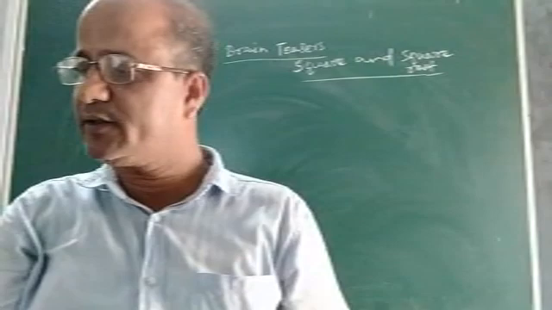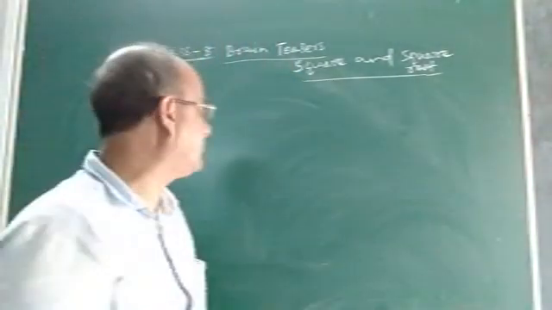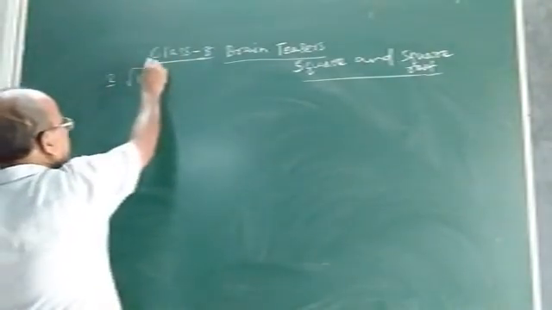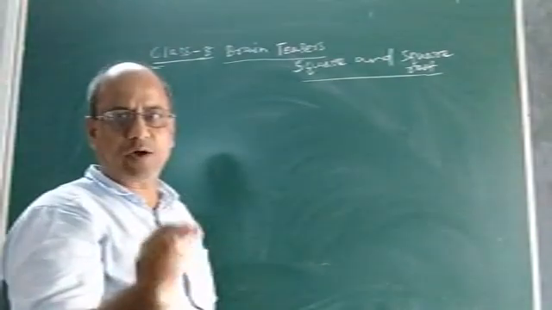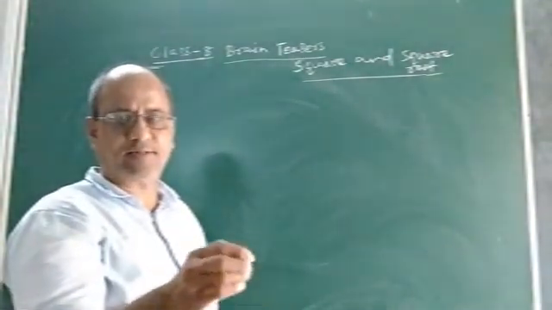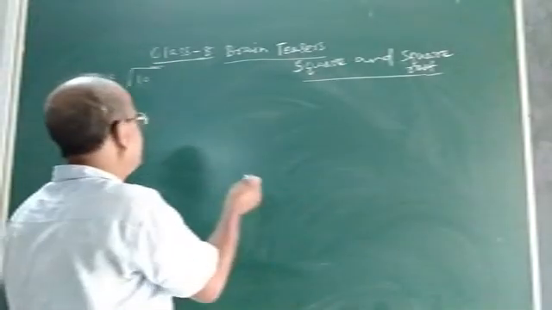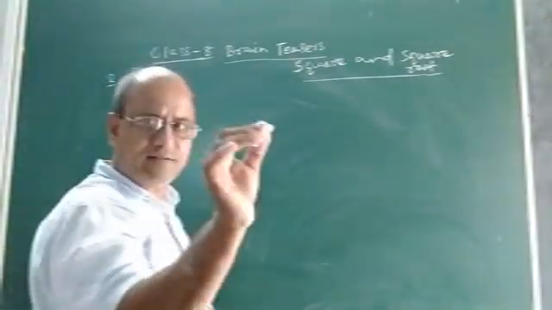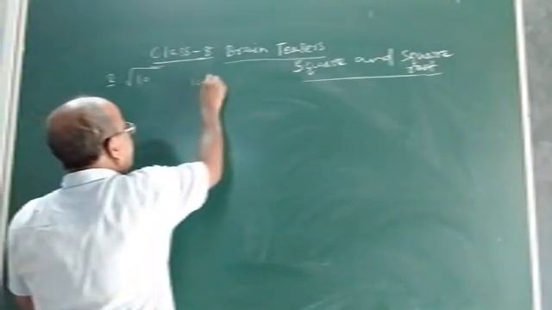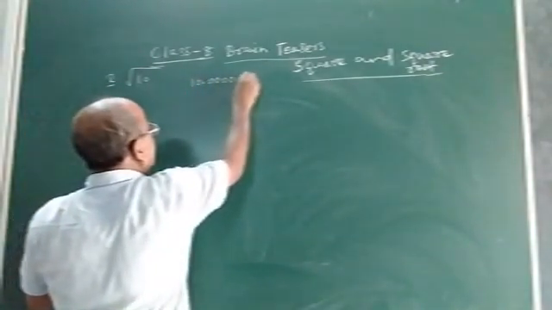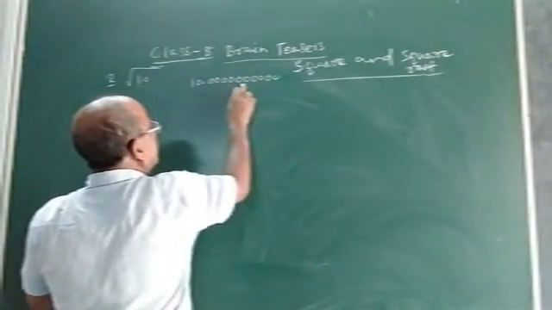In number 2 it is given: find the square root of 10 correct to 4 places of decimal. That means we have to find the square root of 10 correct to 4 decimal places. So after the decimal point there will be 10 digits, and definitely we have to put 10 zeros. Let us write 10.0000000000.